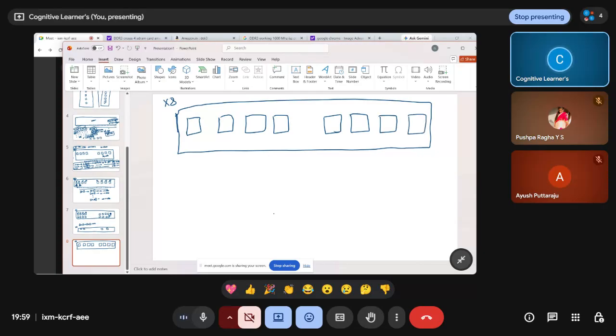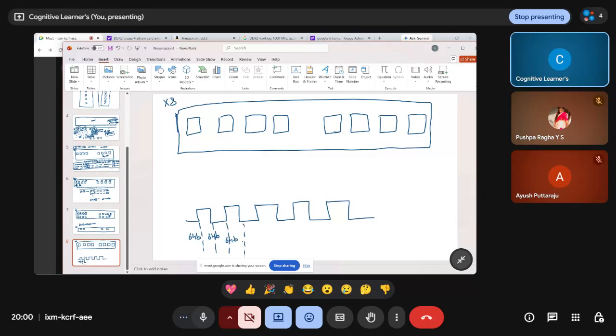4 chips are present. I take a 4 clock cycle. In this clock cycle, 64 bit. In this clock cycle also 64 bit. In this clock cycle also 64 bit. In this clock cycle also 64 bit.